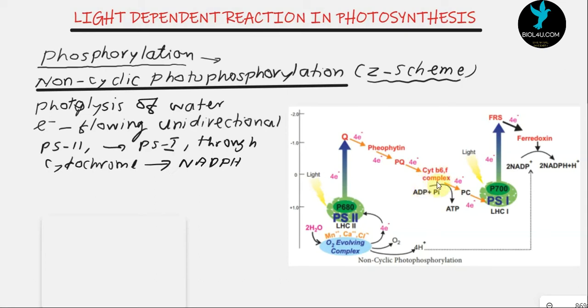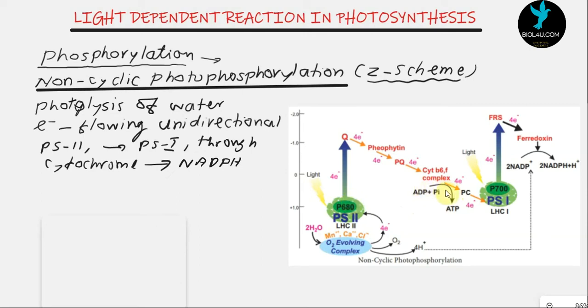cytochrome B6F complex. When the electron is transferred from cytochrome B6 to cytochrome F in this complex, energy is released, and that energy is sufficient to form an ATP molecule from ADP and inorganic phosphate. So here phosphorylation takes place. Here the energy is obtained from light energy, so it is known as photophosphorylation.